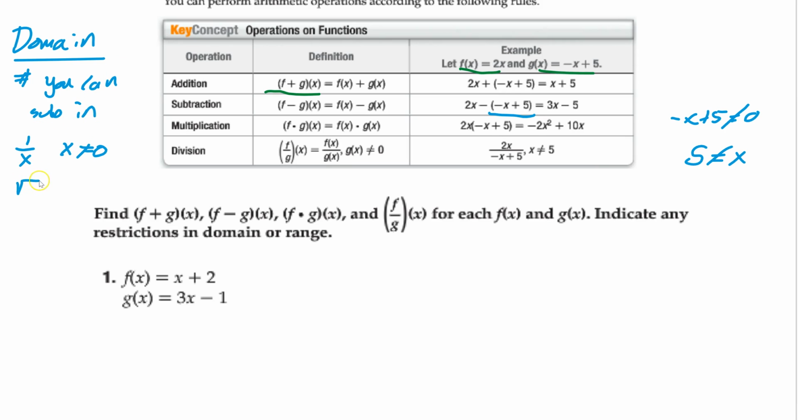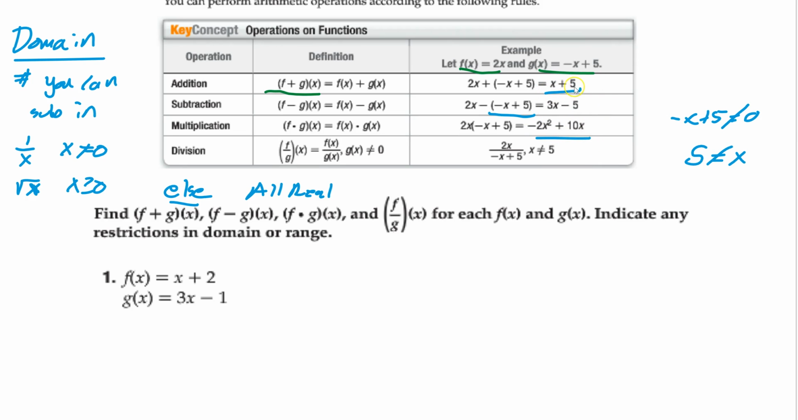If you think about square roots, we can't have negatives, so x has to be greater than or equal to 0. And that's the only thing we have to worry about right now. Everything else is all real numbers. Because there's no issues, right? If I give you something that looks like this one right here, I can plug in anything I want. There's no fraction, there's no square root, all real numbers.